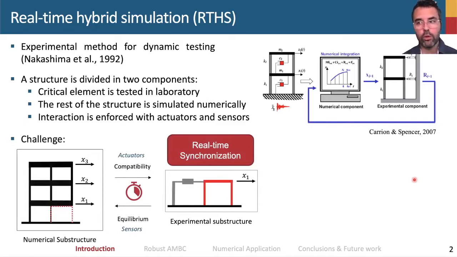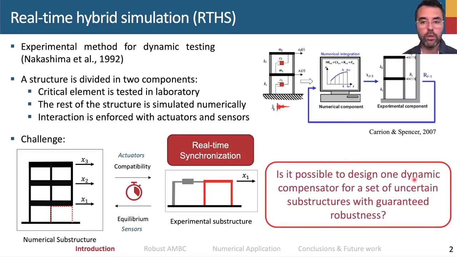To do that, we usually consider the design of dynamic compensators in order to synchronize both signals. But the problem is that these compensators are usually designed considering the incorporation of the specimen. To do that, we need to conduct a system identification of the control plant, which is first of all very cumbersome, and second of all can introduce premature damage to the specimen. So the question is, is it possible to design one dynamic compensator for a set of uncertain substructures with guaranteed robustness?